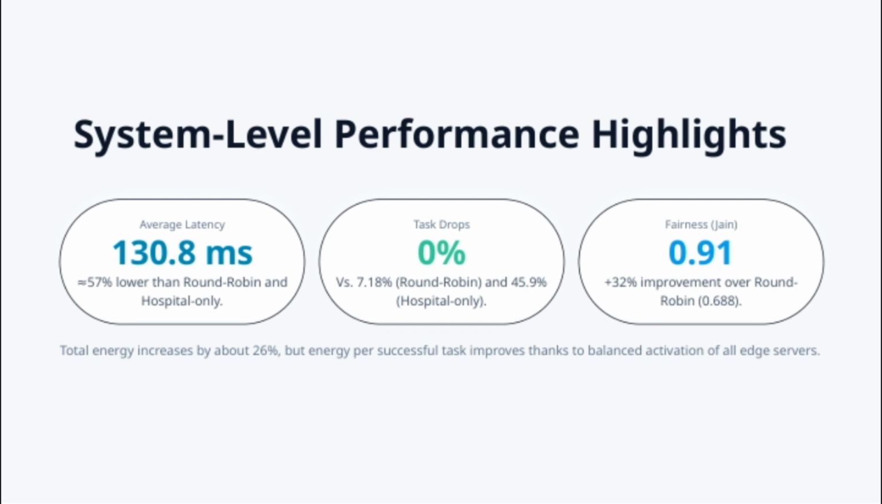Regarding task drops, our system reduces dropped tasks by approximately 57% compared to round-robin and hospital-only methods. This means fewer tasks fail or are lost, contributing to a more reliable service. Finally, the average latency is around 130.8 milliseconds. Maintaining low latency is crucial for user experience, and these improvements demonstrate that our system balances efficiency, fairness, and responsiveness effectively. Overall, these system-level highlights reinforce how our approach optimizes performance across multiple dimensions, aligning with the broader goal of creating smarter, more reliable edge computing solutions.